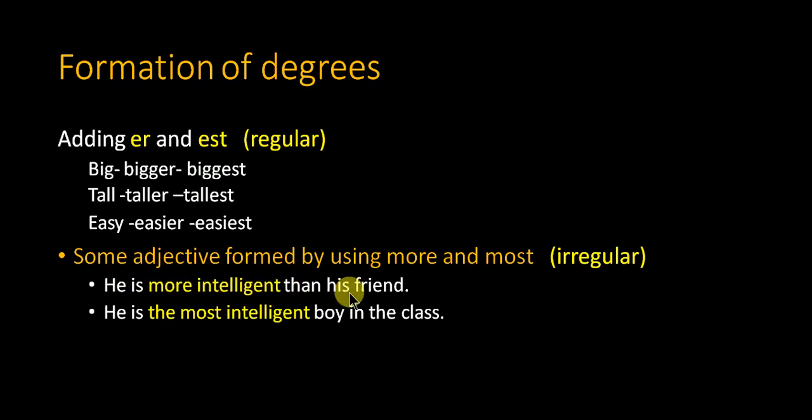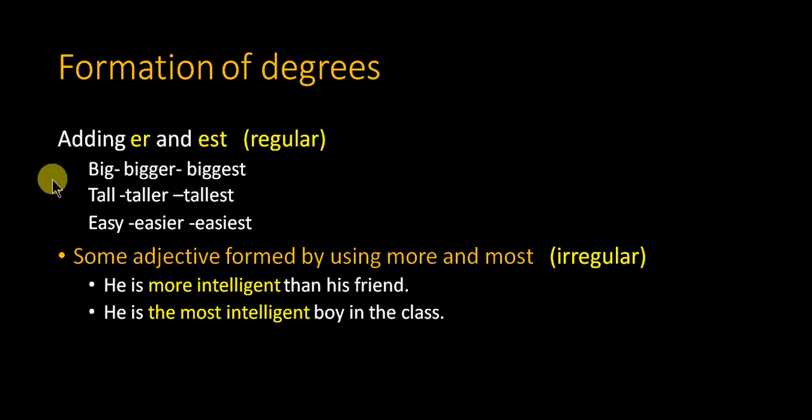He is more intelligent than his friend. This is second degree or comparative degree. Okay, we have used the word more. In the second example, you see he is the most intelligent boy in the class. Most is used with the third degree or superlative degree. So this is the formation of the degrees. The first way is to use ER and EST, and the second way is to use the words more and most with second and third degree. Understand? So this is formation of degrees.